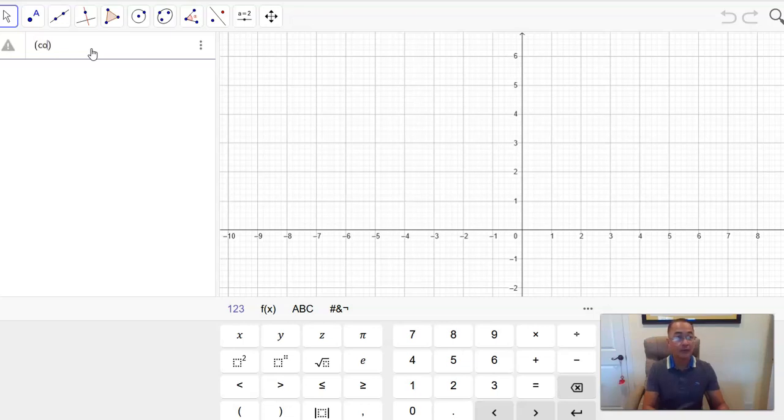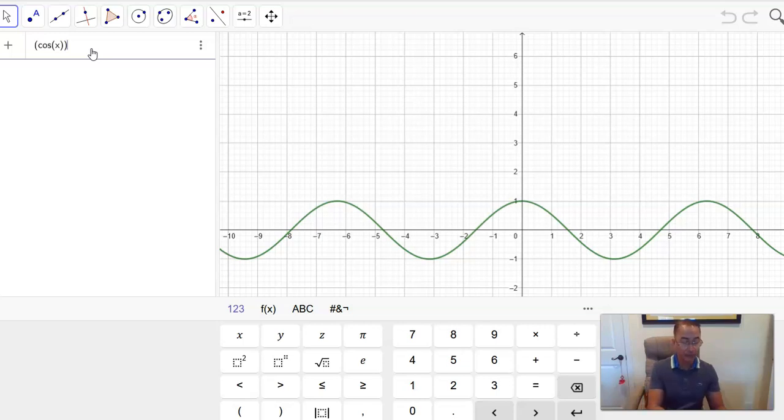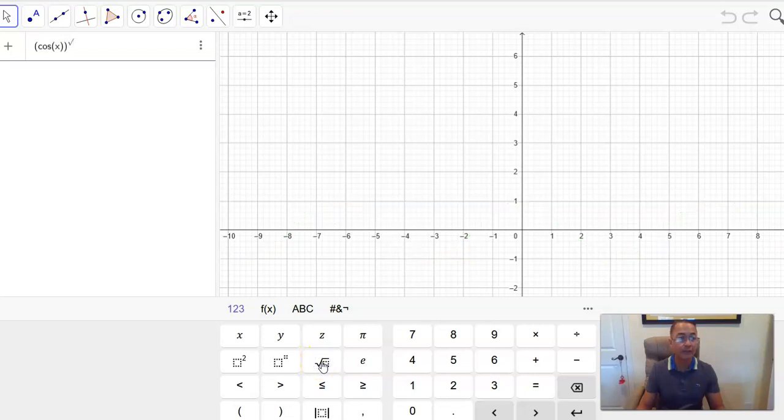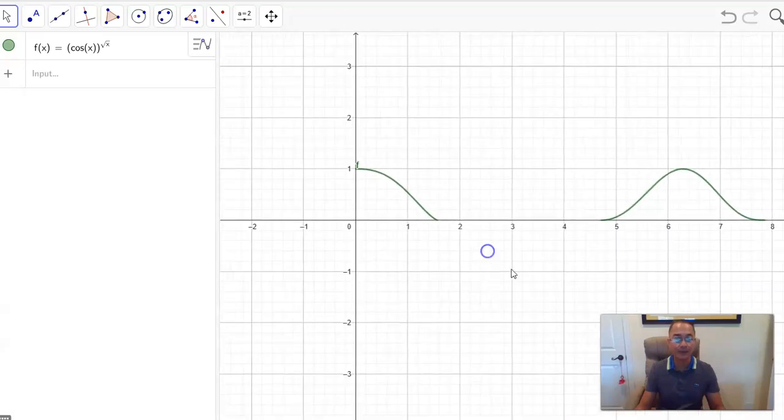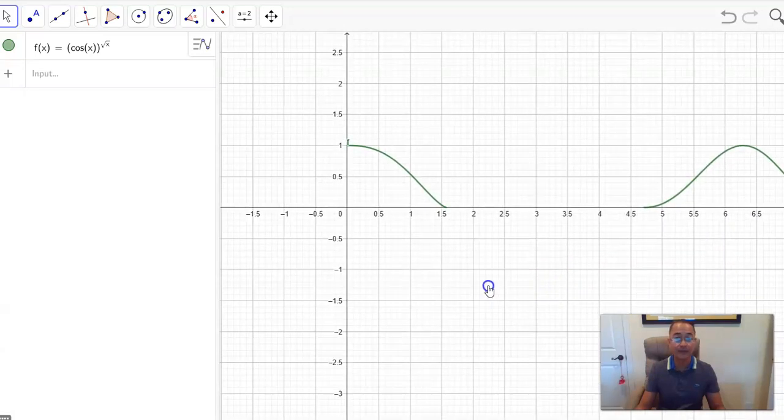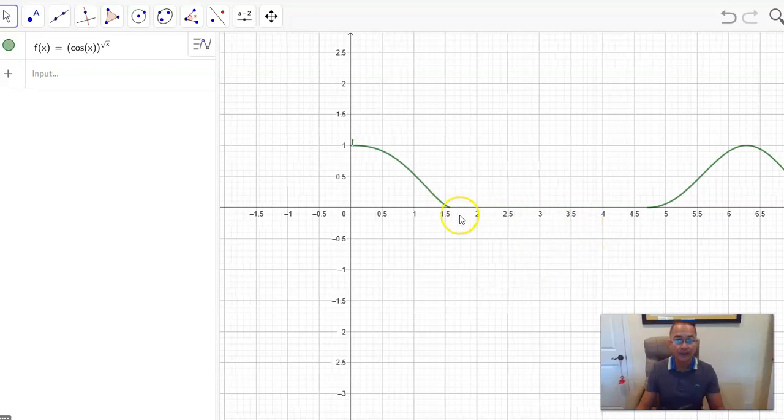So we want, I'm going to put parentheses, cosine of x raised to the power square root of x. I called up the keyboard over here because that's where the square root symbol can be found. So there's square root of x. What's going to happen? Ooh, check it out. So what did I tell you? 0 to pi over 2, that works. That's fine.